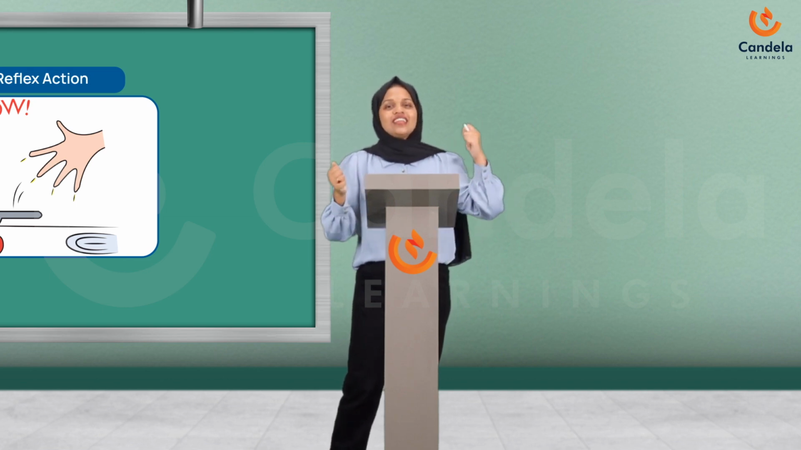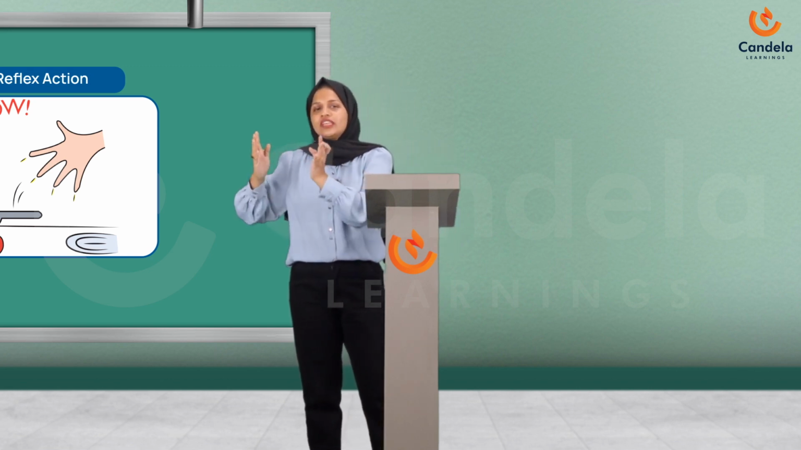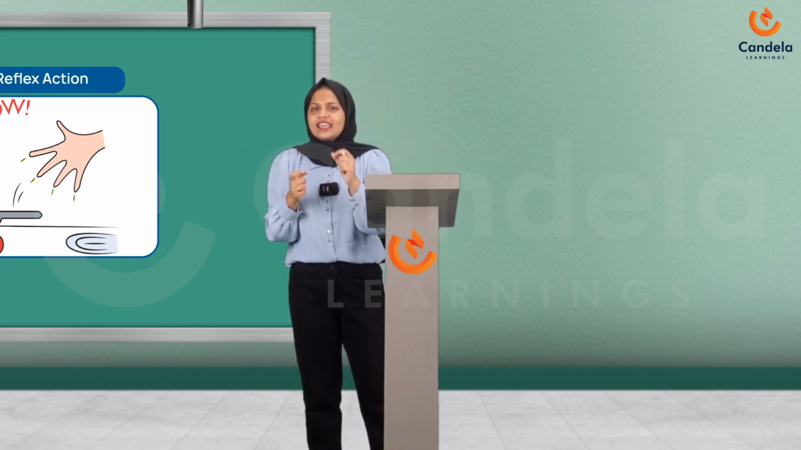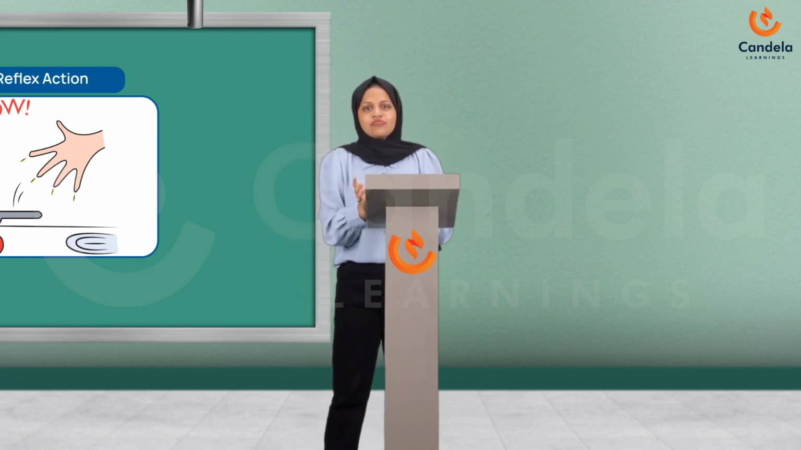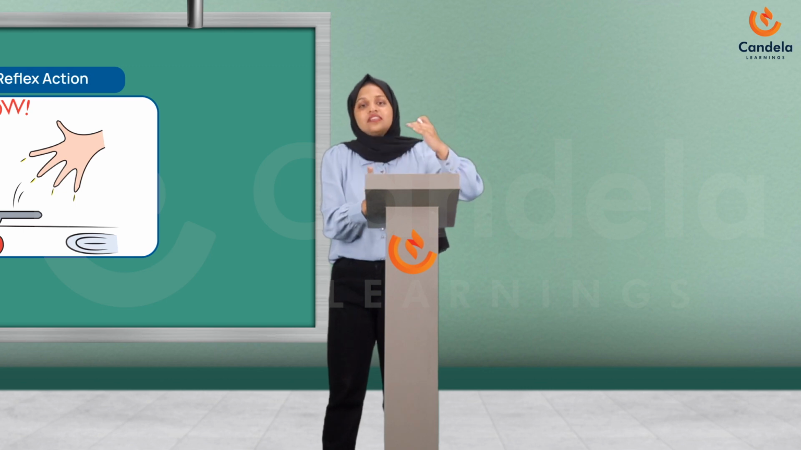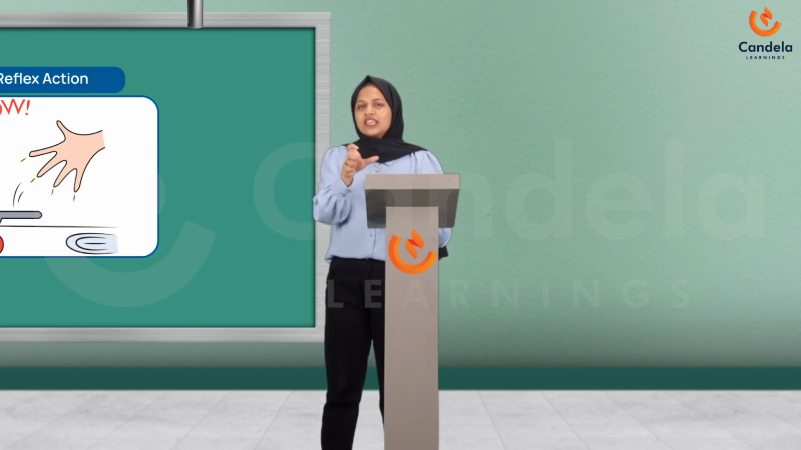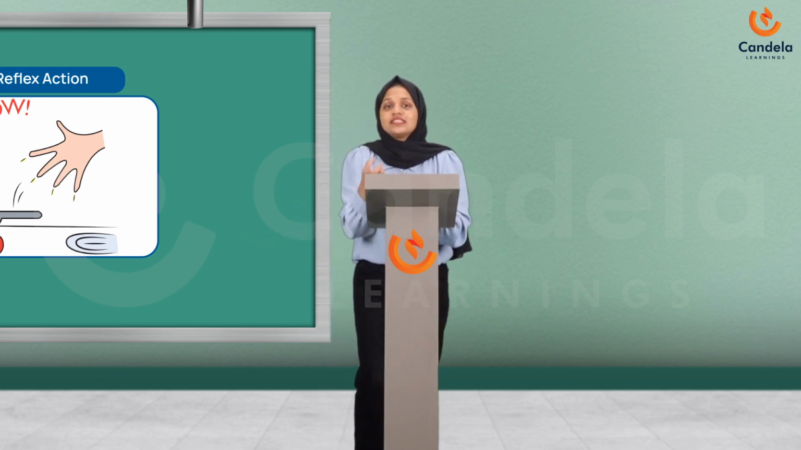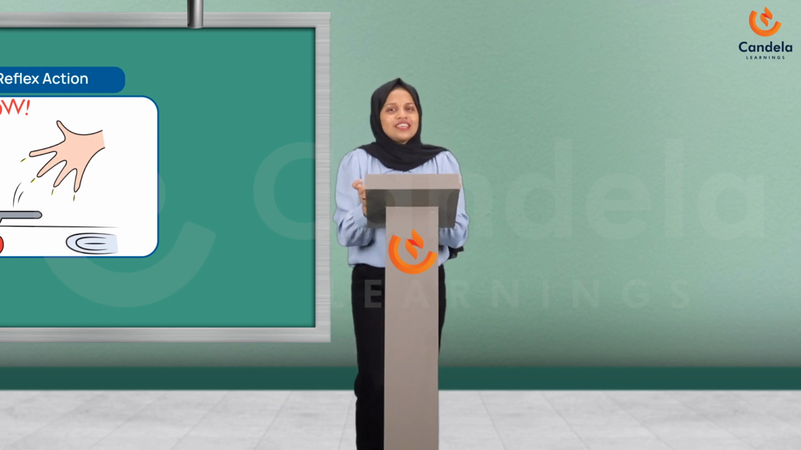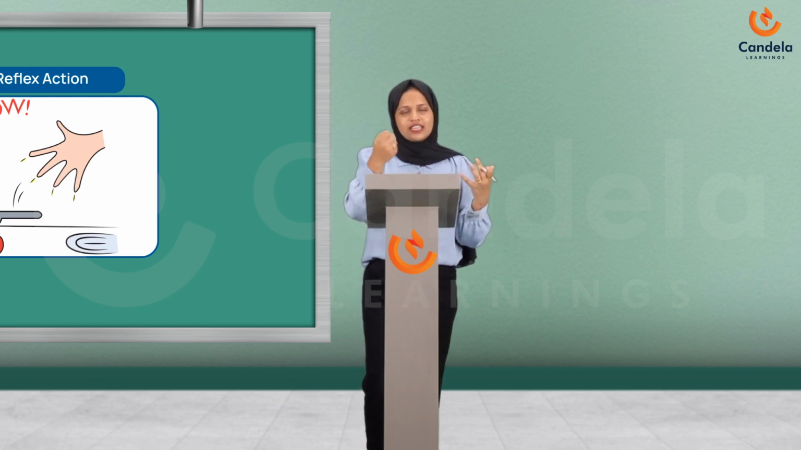I hope it's clear. Now let's come back to reflex action. Here, reflex action is also involuntary. But in reflex action, there is a slight difference from other involuntary actions. And what is it? In reflex action, we require a stimulus. This is the one which differentiates a reflex action from an involuntary movement or involuntary action. Now what did I say? Reflex action requires what? It requires a stimulus. Now, what is a stimulus? Stimulus is an external agent. Okay, so we can explain it with an example.